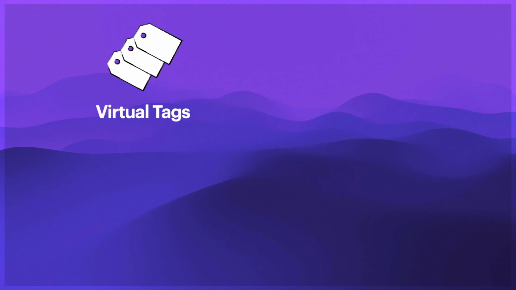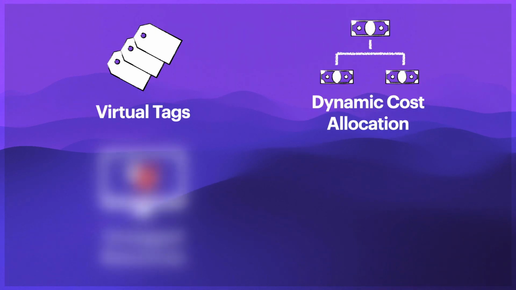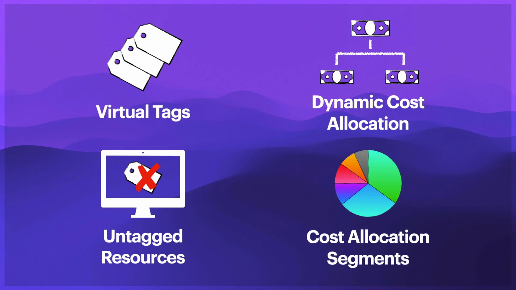In this video, we'll explore how to achieve total cost allocation using tools in Vantage, including virtual tags, dynamic cost allocation, handling untagged resources, and creating cost allocation segments. We'll also dive into how these features support the processes of showback and chargeback.